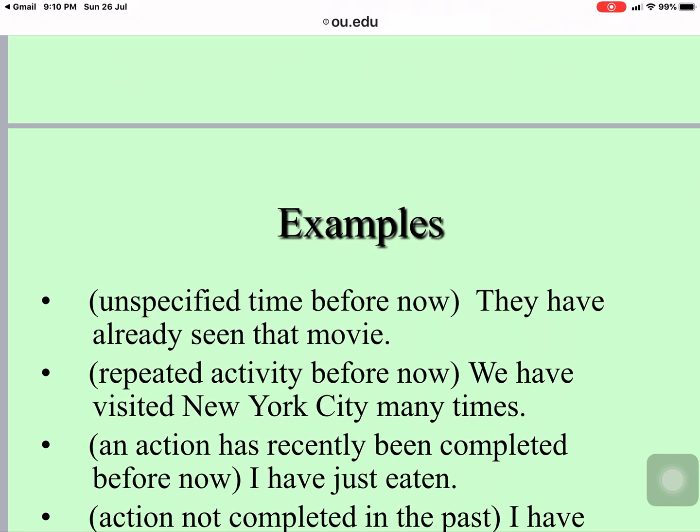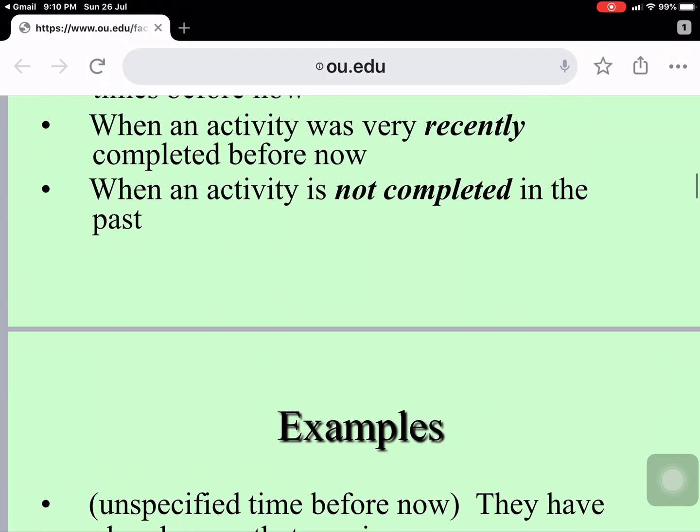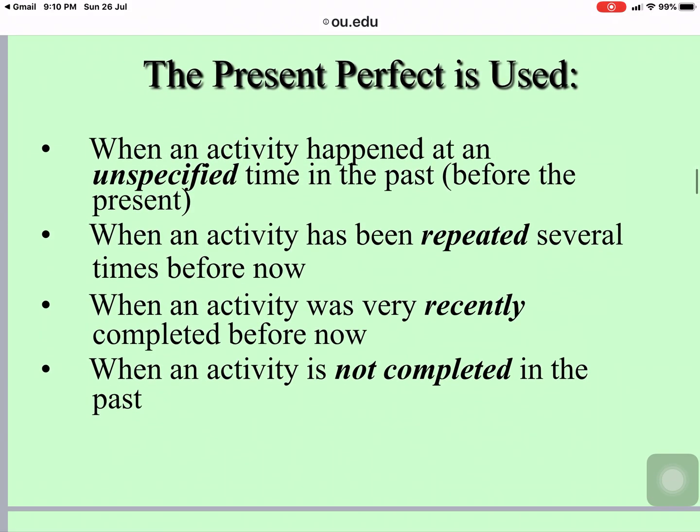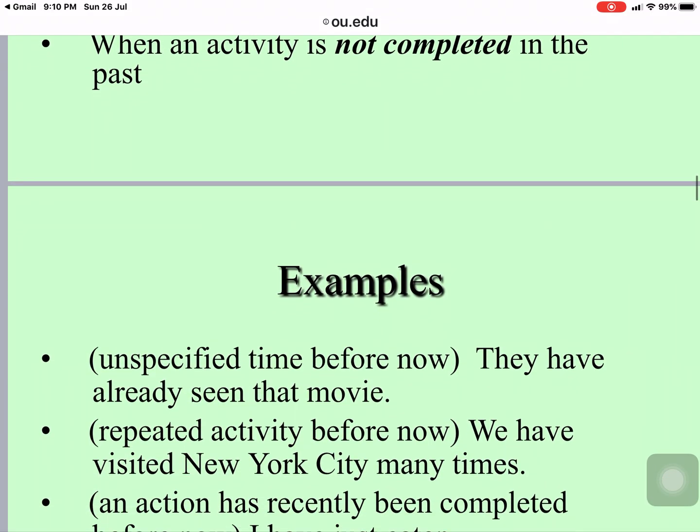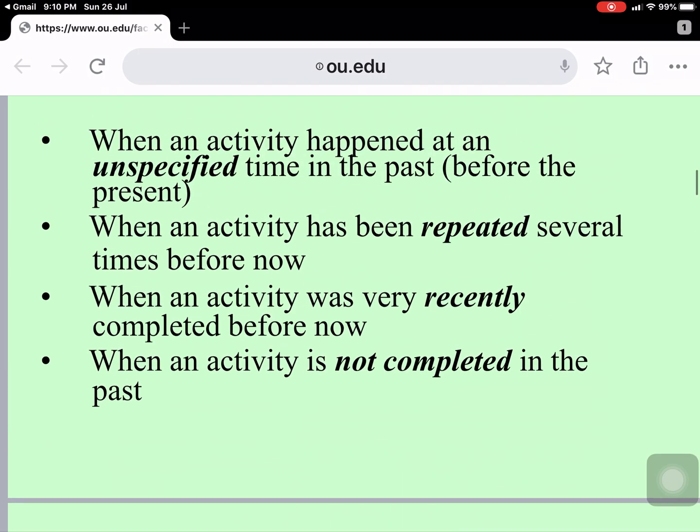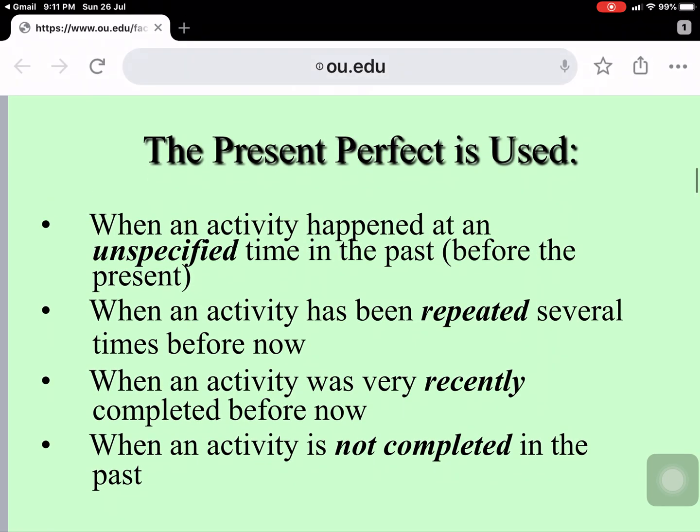For example, unspecified time before now. See, the form of verb for present perfect is has, have plus V3. Okay, has, have plus V3. Please note in your notebook, for present perfect we use has, have plus V3.